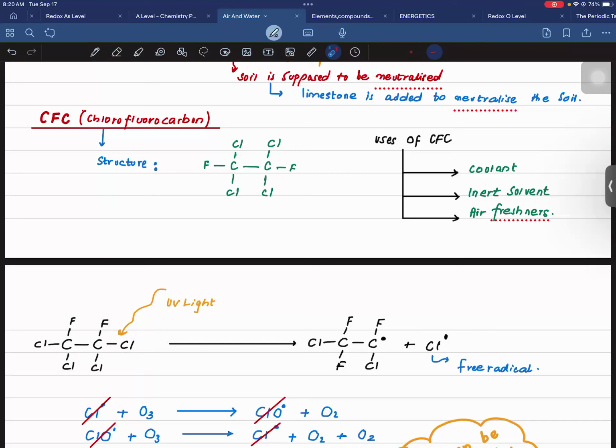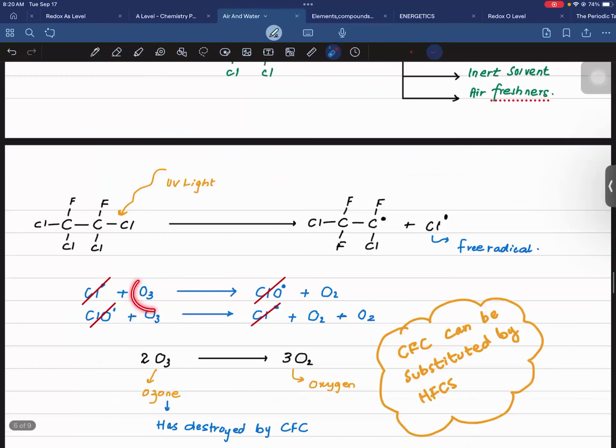When something has an odd number of electrons, it is quite unstable and highly reactive. So when this chlorine radical reacts with ozone, it breaks the ozone down into oxygen gas. Obviously your ozone has been broken down, your ozone layer has been depleted. So this is what the CFC does.